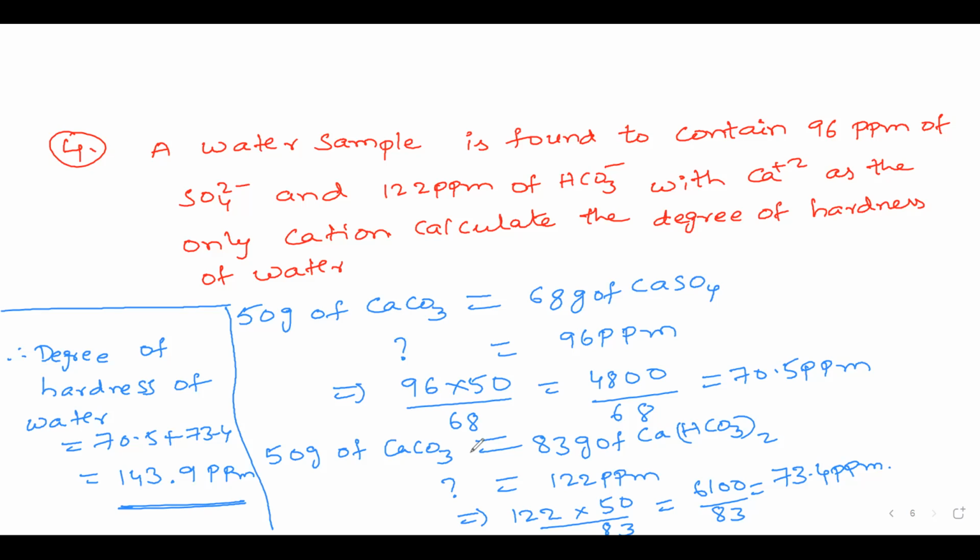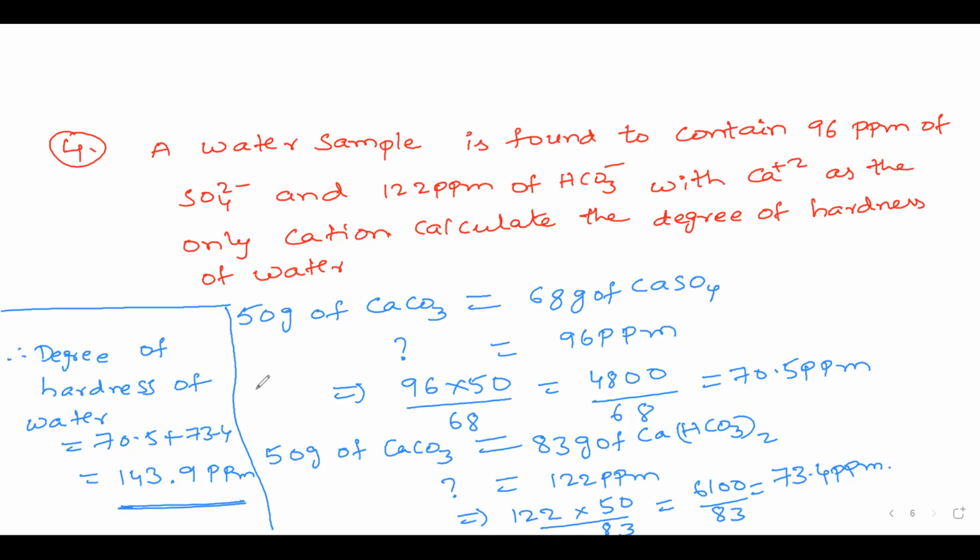And how to find the amount of calcium carbonate present in the given sample of water? By applying equivalence theory. The equivalent weight of 1 mole of calcium carbonate should be taken as equal to the equivalent weight of 1 mole of calcium sulfate, or calcium bicarbonate, or calcium chloride also. So like this you have to do standard comparison. Then you can find the amount of calcium carbonate present in the given sample.